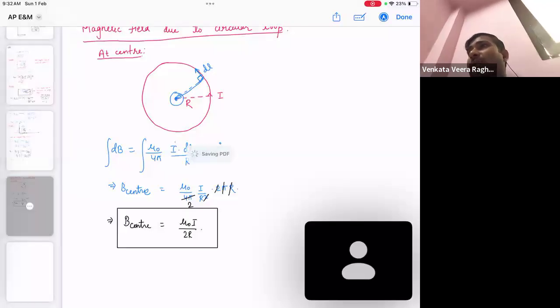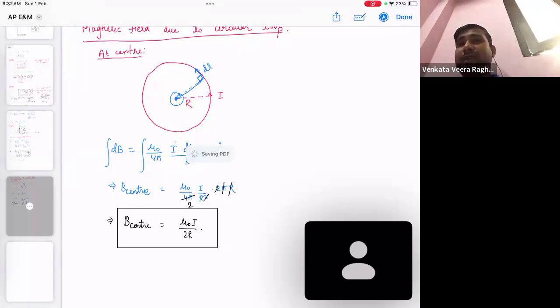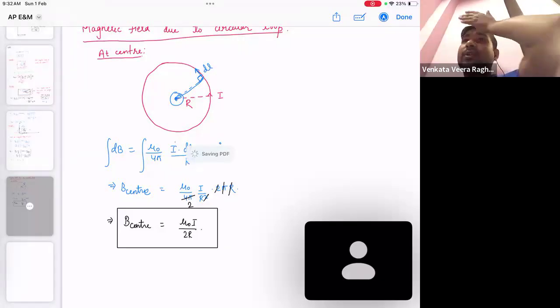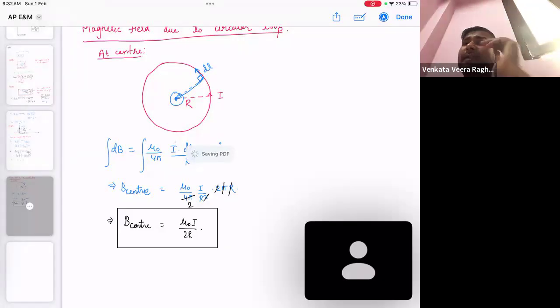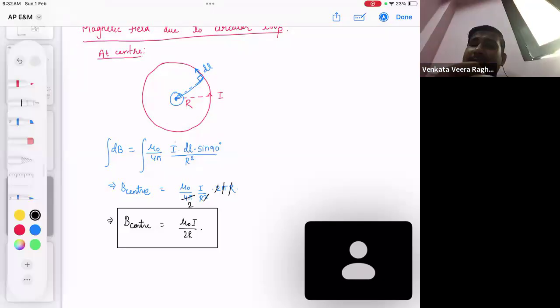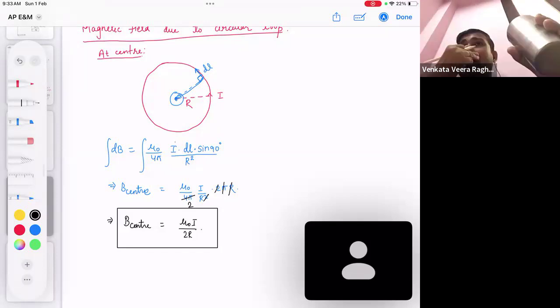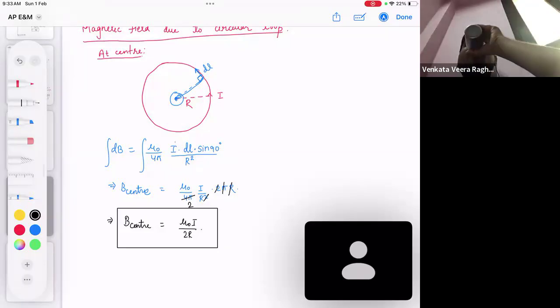Sometimes instead of a loop, they will give you part of a loop. Part of a loop means what? The circular arc. So it is very simple. Like if the complete loop gives us mu naught I by 2r magnetic field, so the portion of the arc will give us how much? Just the unitary method, isn't it?